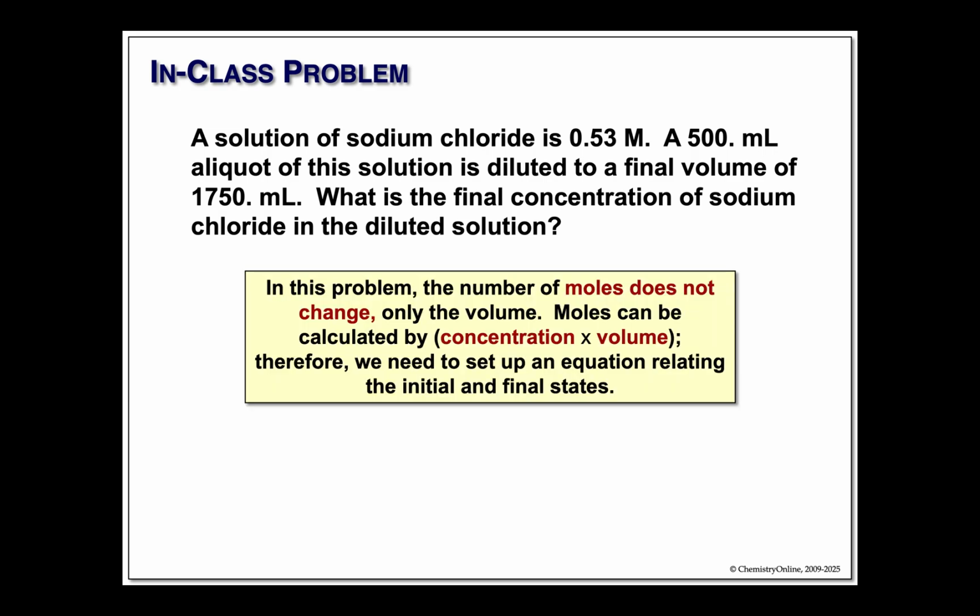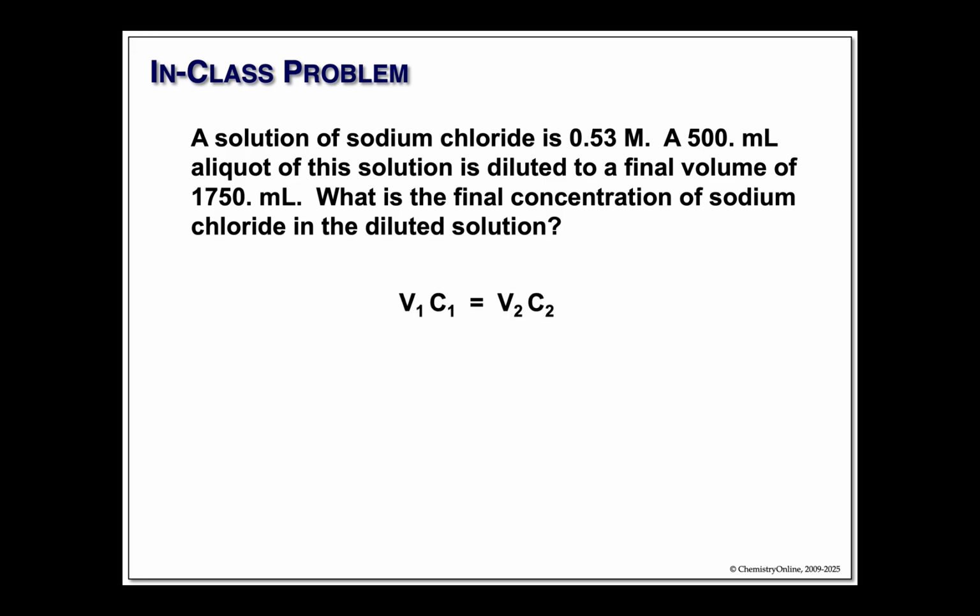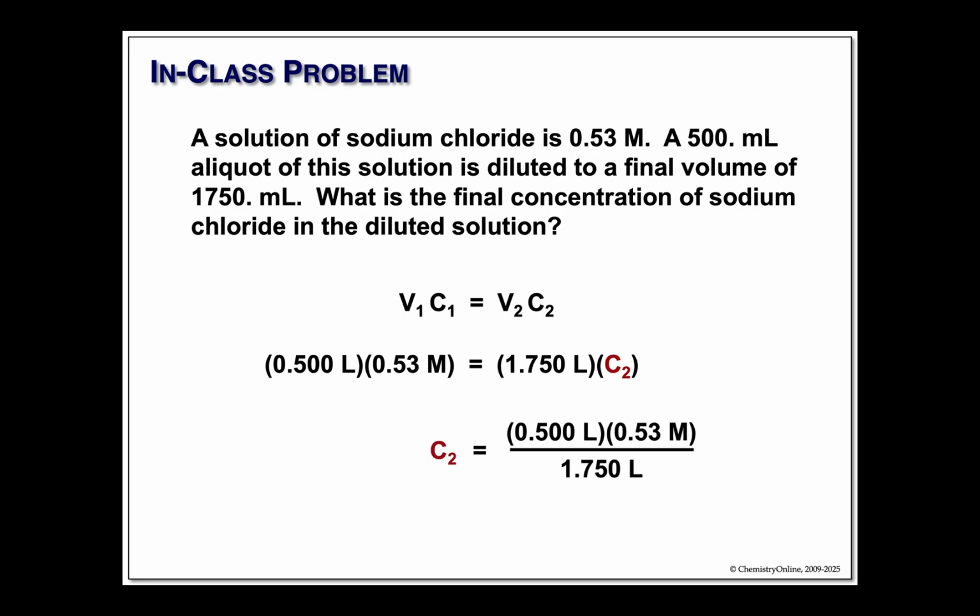What we're going to do is simply take concentration and volume initially, and we're going to calculate our final state. Remember, the number of moles does not change. V1C1 = V2C2. We're looking for final concentration, that's C2. Here we've substituted, solve for C2: 0.5 liters times 0.53 moles per liter, divided by 1.75 liters. Liters will cancel, and our final concentration is 0.15 molar. Again, very straightforward problem.